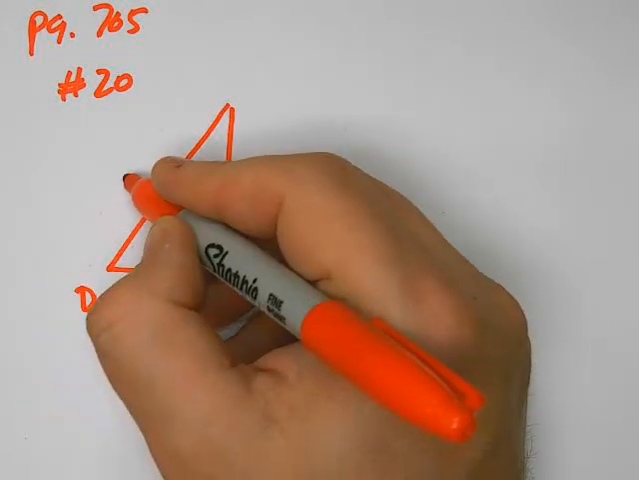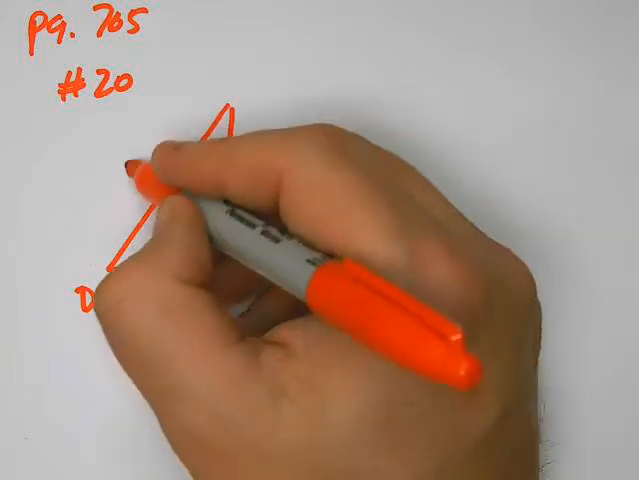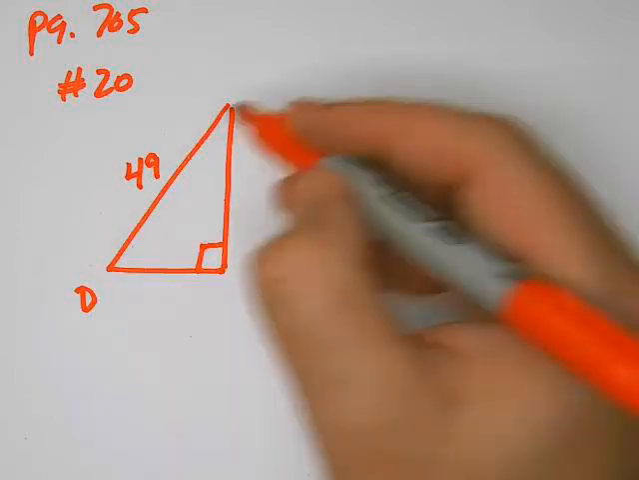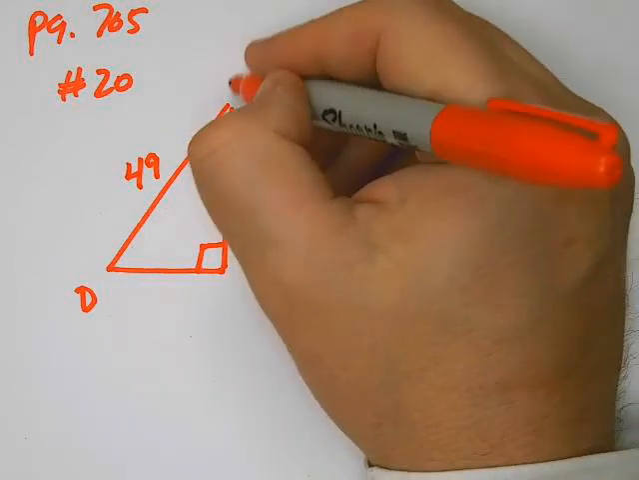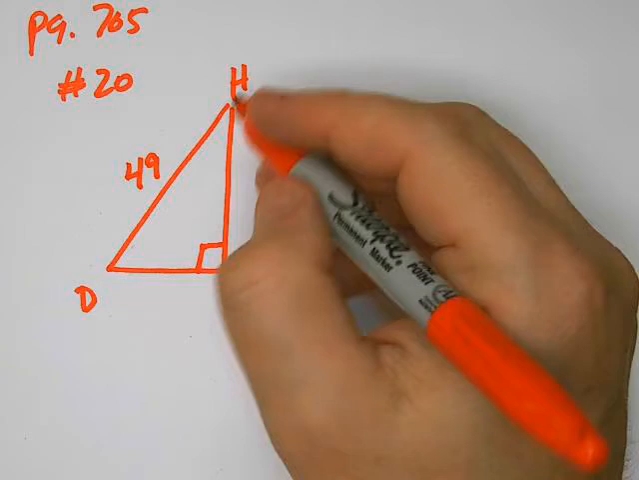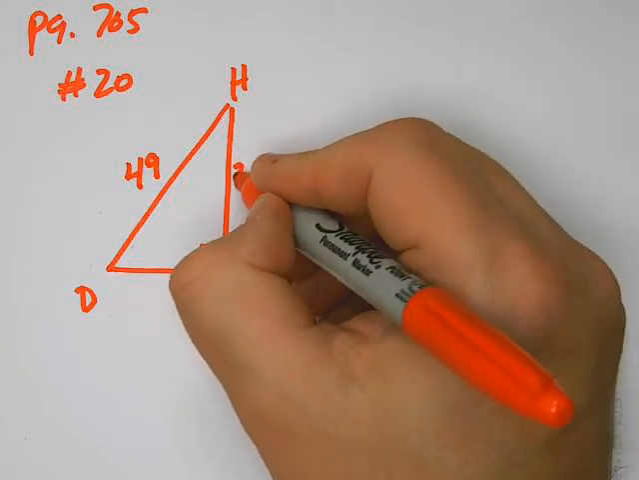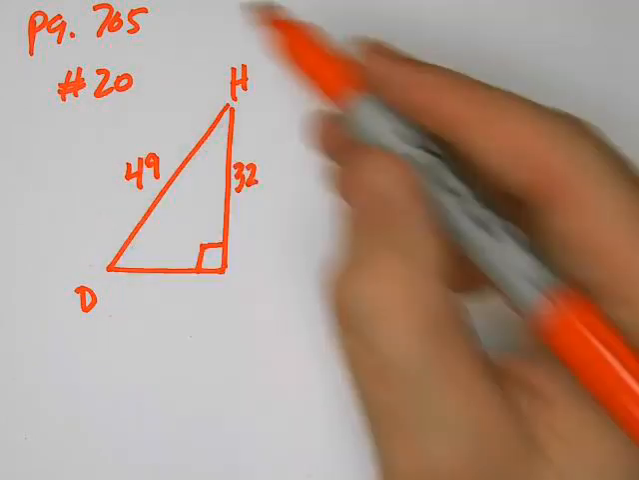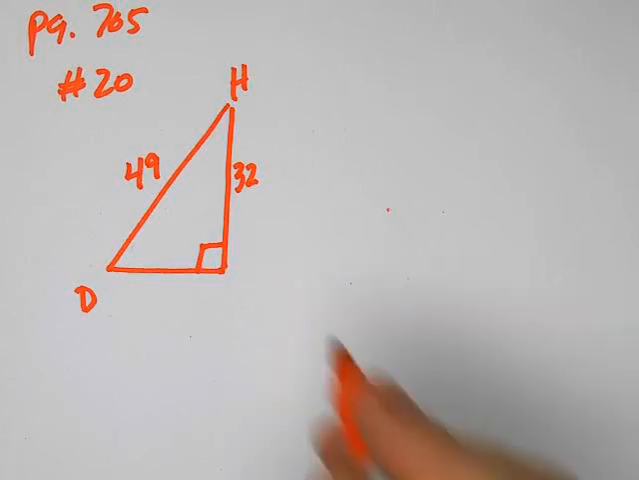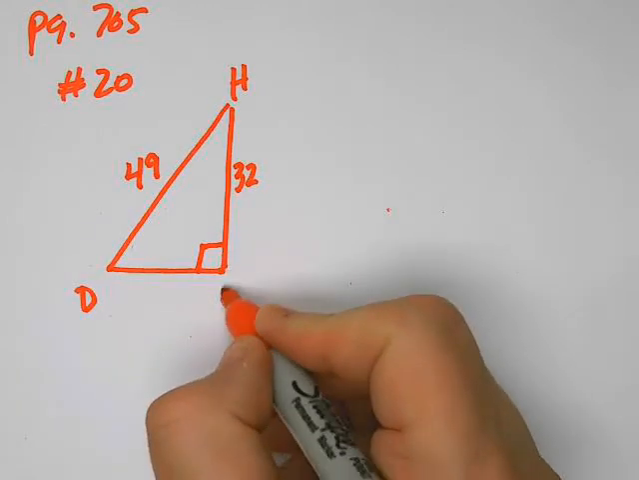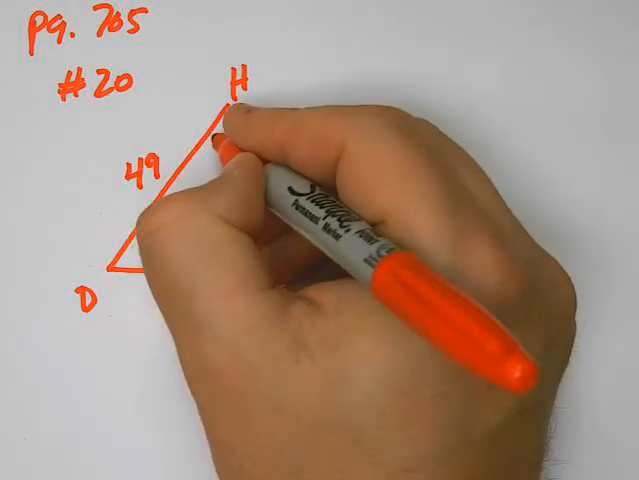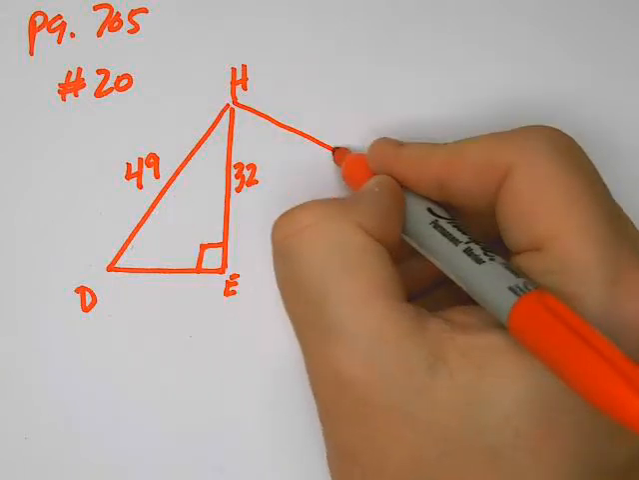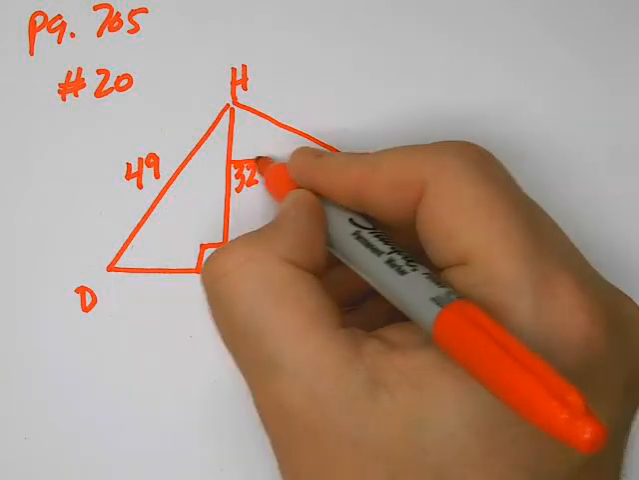Okay, so I'm recreating the picture of the wings of an eagle. We know that this is 49. This is H. We actually also know that this is 32. It's actually written out here to the left, but we know that the height is 32. We have a right angle here. This is E. And then it has G, like over here.